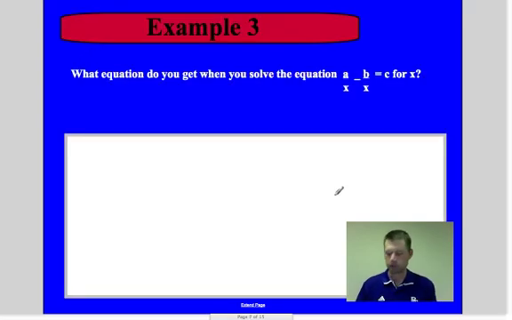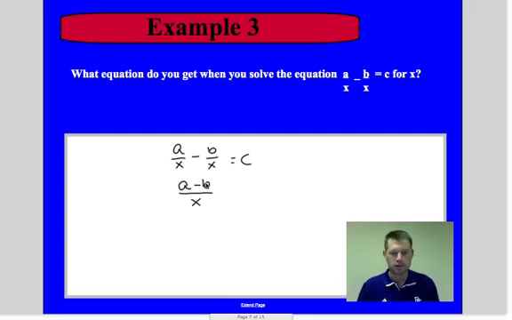Okay, so let's look at problem number 3. What equation do you get when you solve the equation a divided by x minus b divided by x equals c for x? This one becomes a little more tricky because now we have x's in denominators. So as we write this, we have a over x minus b over x equals c. Really, this is like fractions with common denominators, the x's, so we could combine the tops as a minus b over x.